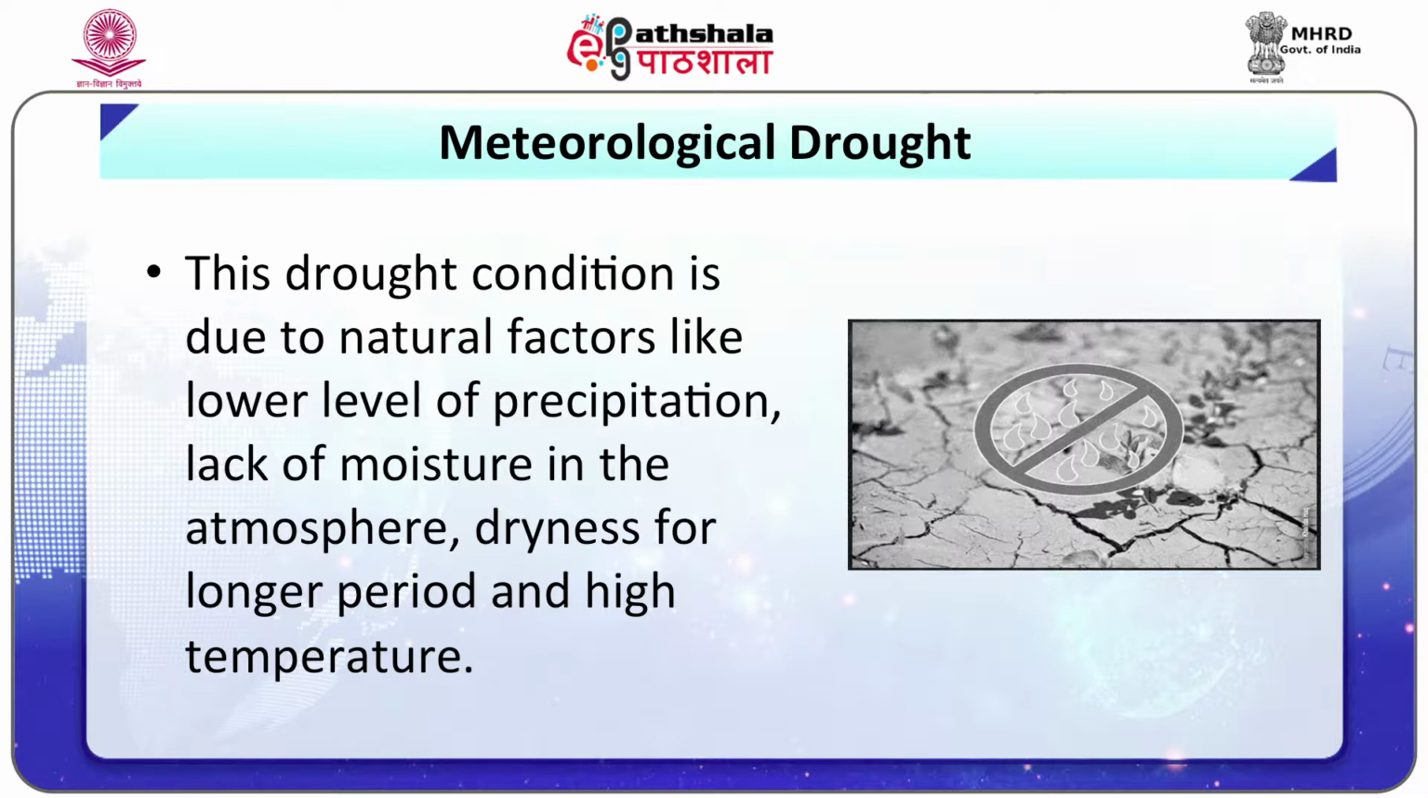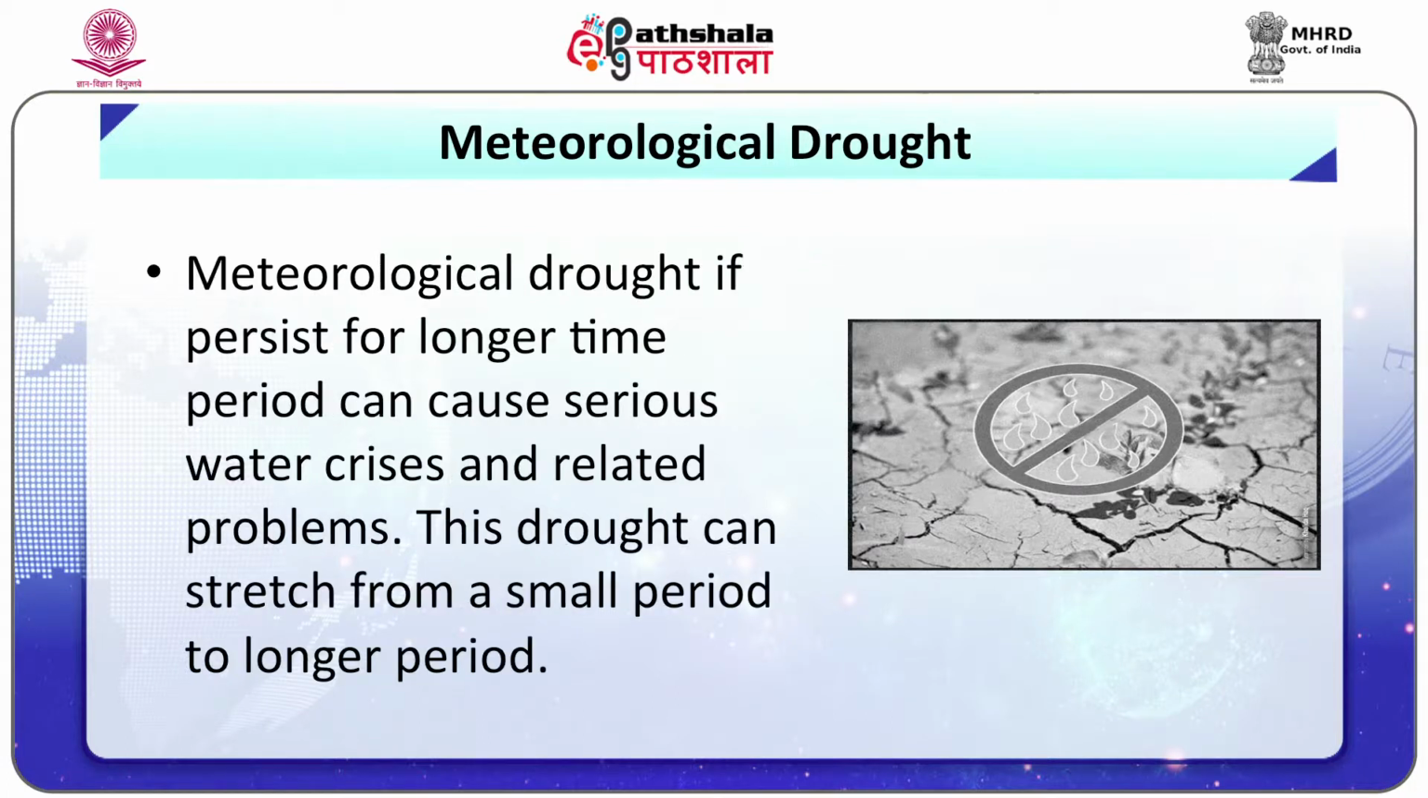This drought condition is due to natural factors like lower level of precipitation, lack of moisture in the atmosphere, dryness for a longer period and high temperature. Meteorological drought, if it persists for a longer time period, can cause a serious water crisis and related problems. This drought can stretch from a small period to a longer period.